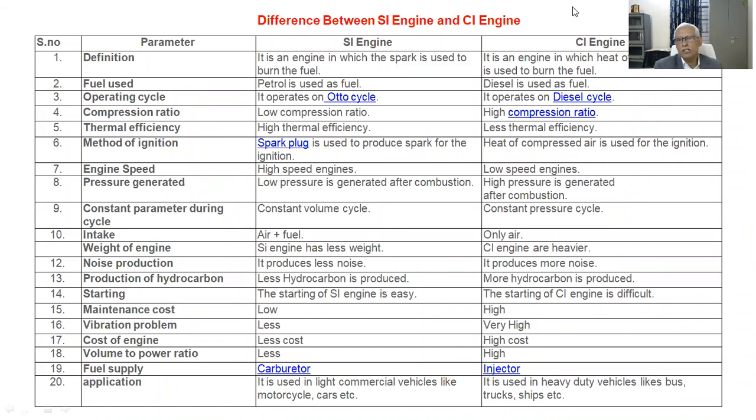In the case of the CI engine, which we just discussed, the heat of compressed air alone ignites the fuel. So then there's the fuel used. Here, particularly for agriculture applications in the field, we are using petrol or diesel engines. What is petrol? Petrol is a fuel. What is diesel? Again, a fuel.